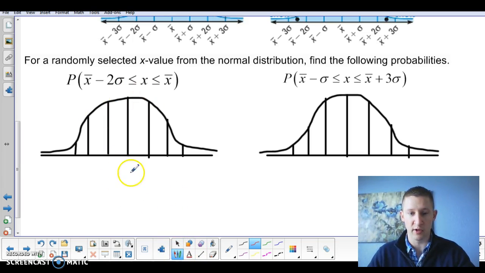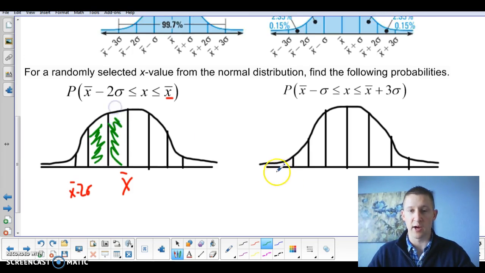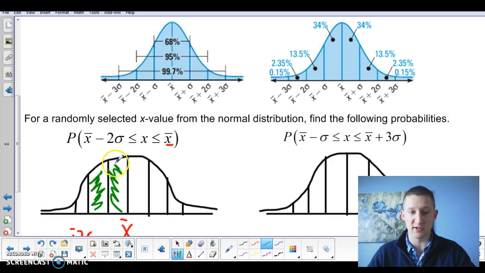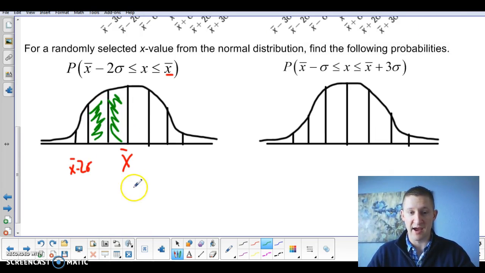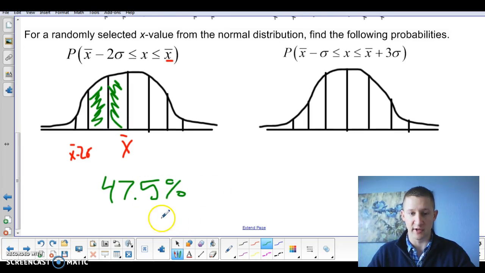So I know that I'm looking for values that are between x bar, which was the top end, and 2 standard deviations less than that. Well, that'd be right here, x bar minus 2 sigma. So really what we're trying to do is figure out the probability that x is somewhere in here, which is the area or the percentage that will exist in these 2 regions. So I go up above and check my diagram. I've got 34% in this region, 13.5% in this region. I add those two together. My probability is going to be 0.475 if I want it as a decimal, or 47.5%. I'll put 0.475 just in case we want decimals.